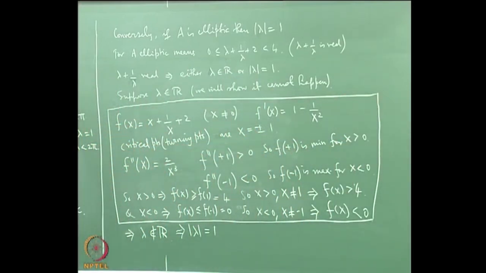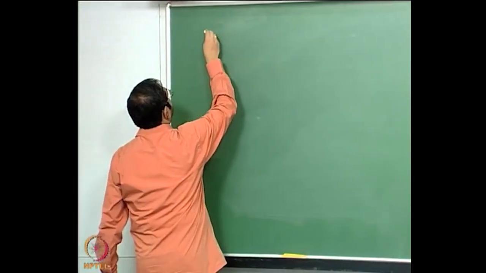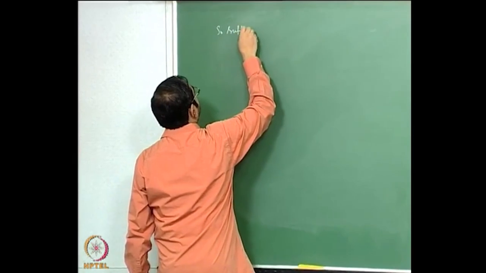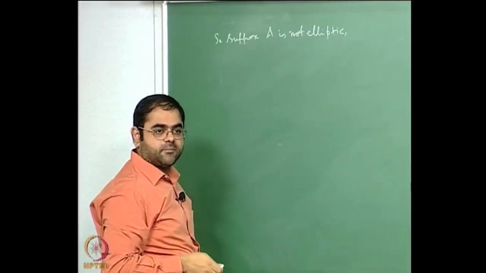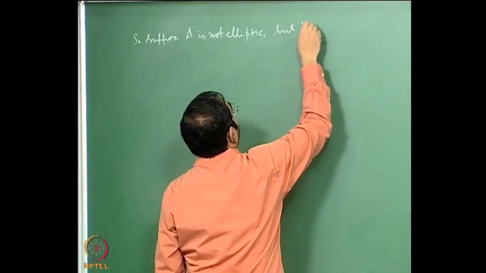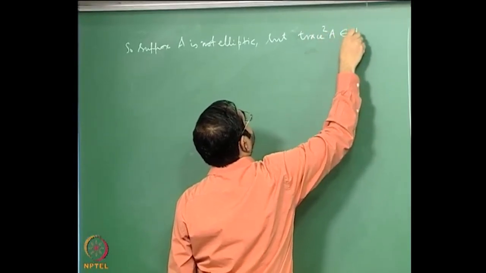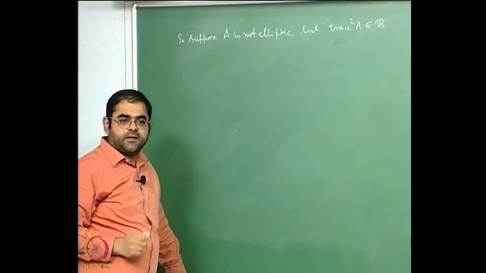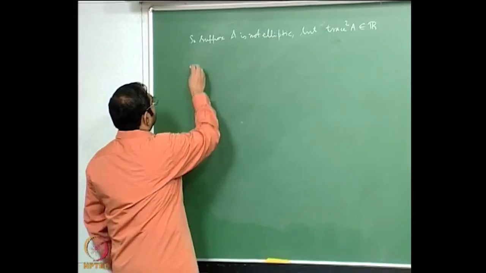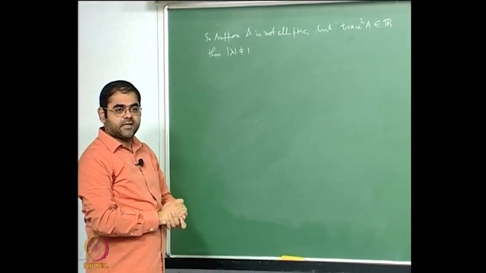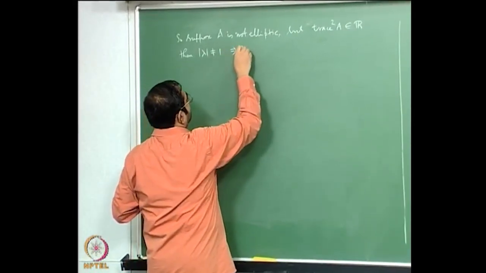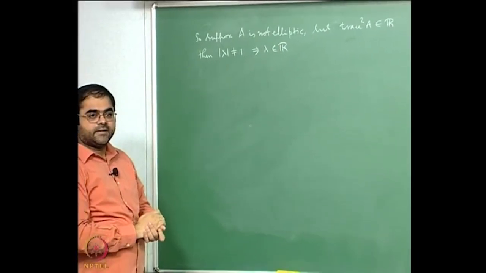So you see, let me go back here and look at the other cases. Suppose A is not elliptic, but trace squared A is real. Suppose A is not elliptic and suppose trace squared A is real. So then mod lambda is not equal to 1 because A is not elliptic, because we have proved just now that mod lambda being 1 is exactly the case when A is elliptic. So mod lambda not equal to 1 will imply that lambda is real, you will get the case that lambda is real.